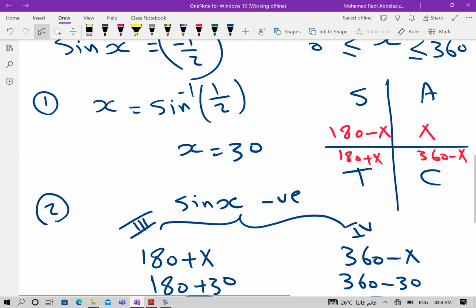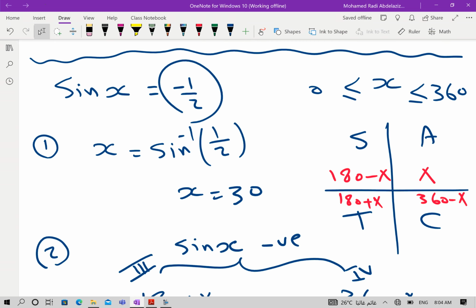The question gives sine x as a negative half, so it has to be in the third and fourth quadrants.